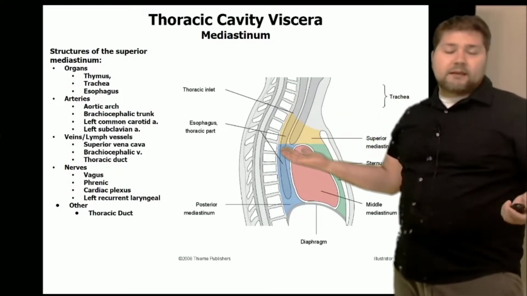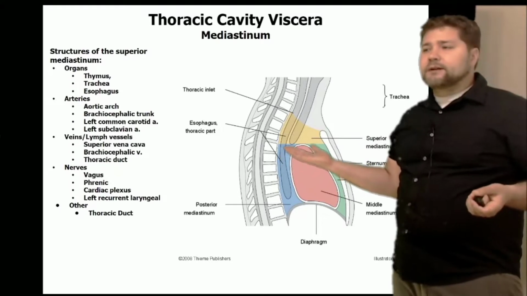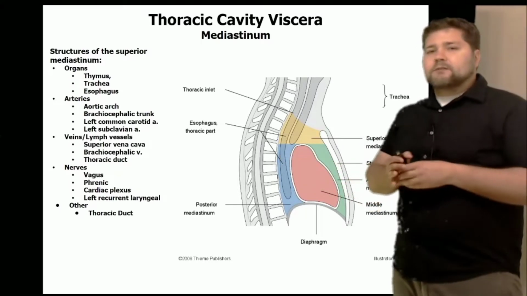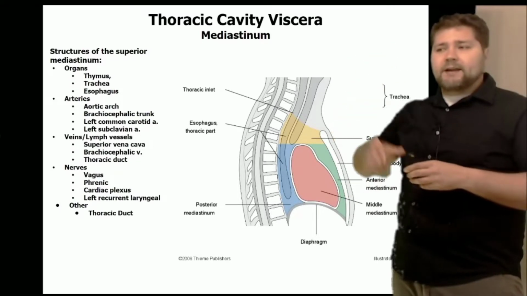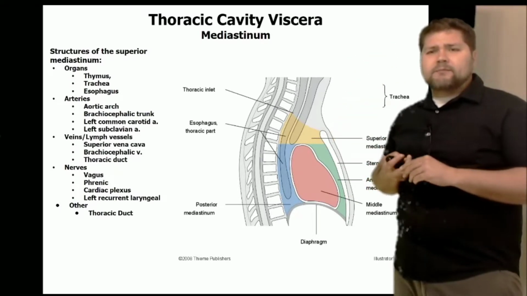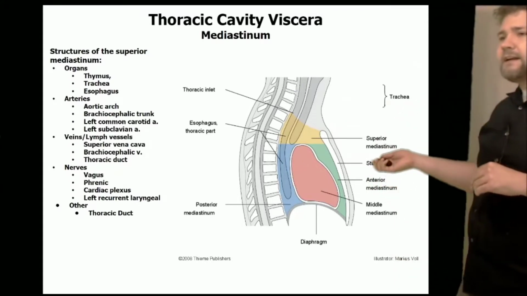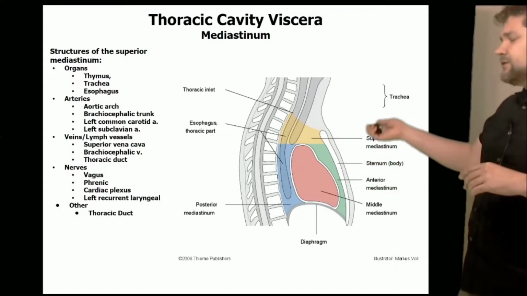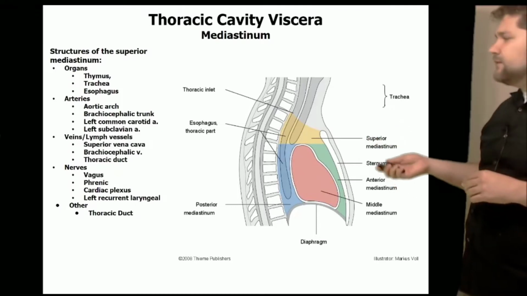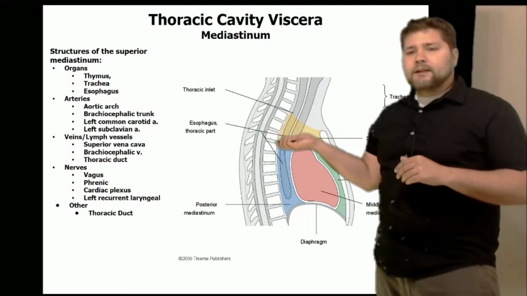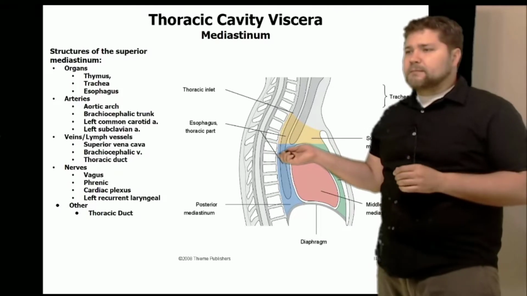You may be thinking, why isn't the right recurrent laryngeal here? We'll take a look at that later, as we see that the right is actually going to curve up a little bit higher and not really make its way into the superior mediastinum. And then finally, the only other thing to talk about is the thoracic duct, which I already mentioned is part of the lymphatics and the venous return, but sometimes other structures might be present.